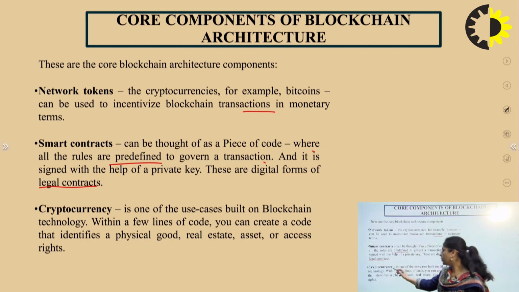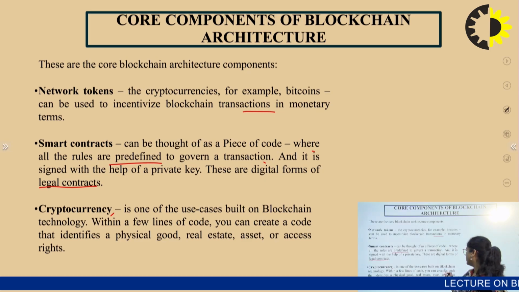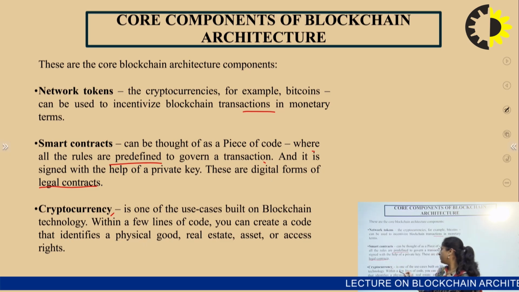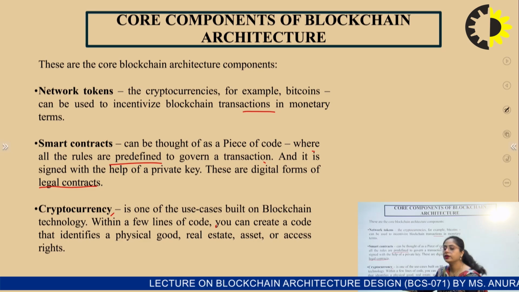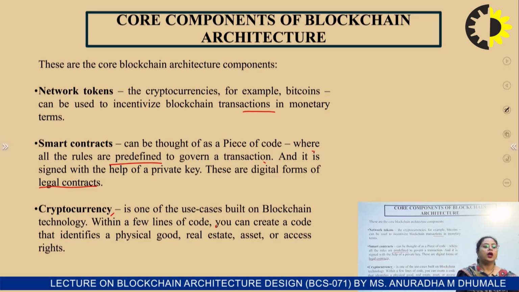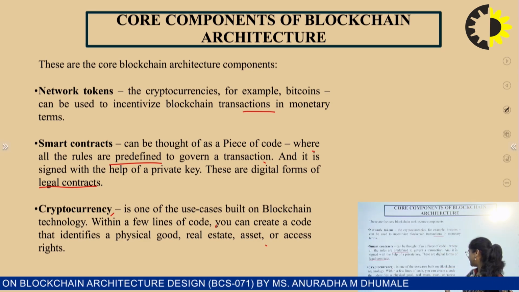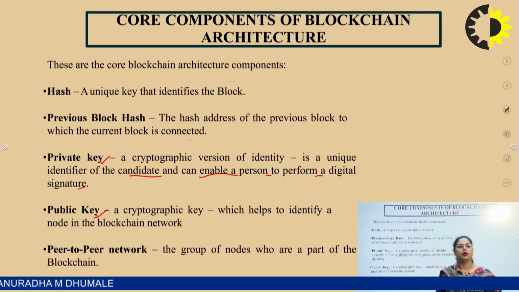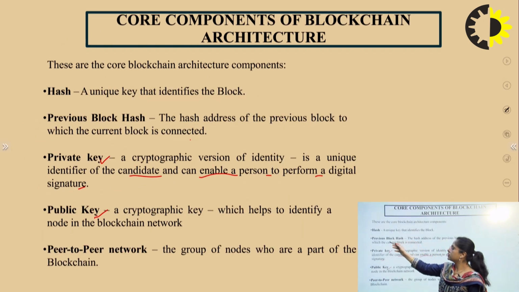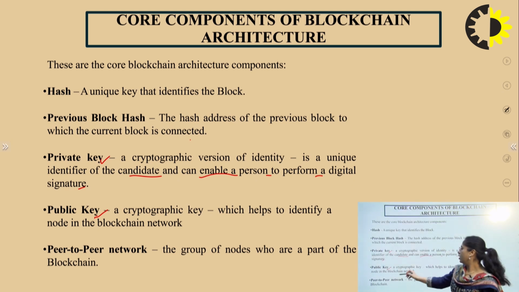Cryptocurrency. Cryptocurrency is one of the use cases built on blockchain technology. Within a few lines of code, you can create a code that identifies a physical good, real estate, assets, or access right. So these are the components of the blockchain architecture, that is hash, previous block hash, private key, public key, peer-to-peer network.